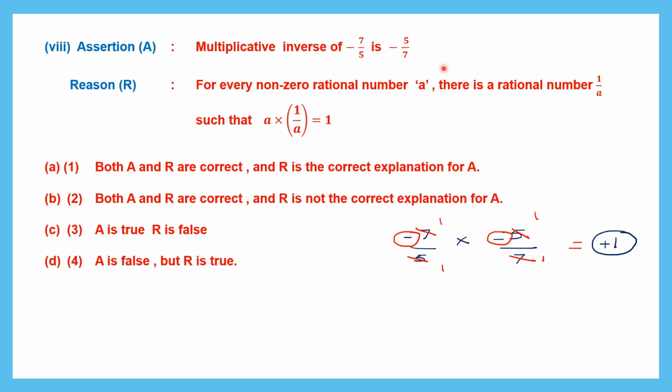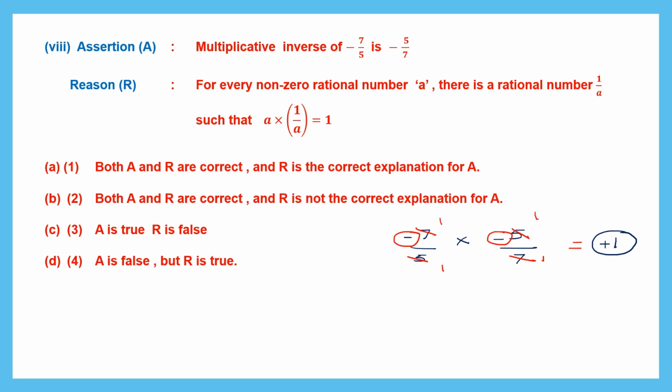The assertion is true. Now let's see if the reason is the correct explanation for this. For every non-zero rational number A, now in this case say negative 7 by 5, it's a non-zero rational number, there is a rational number 1 by A. So 1 by A is the reciprocal of A. So that's true, isn't it? You have a number, you have its reciprocal. And here what does it say? When you multiply that number and its reciprocal, your answer will always be 1. And we have proved it here. The answer is 1. That means this reasoning is correct. And it's a correct explanation for the assertion.